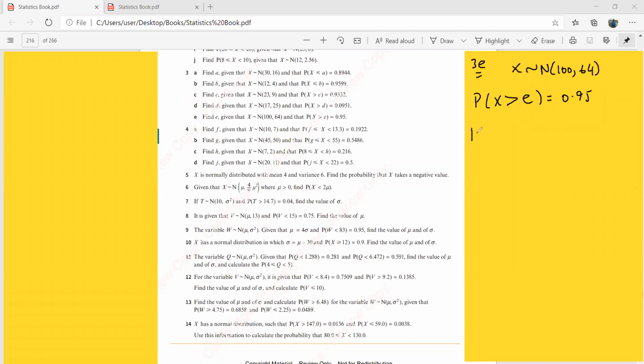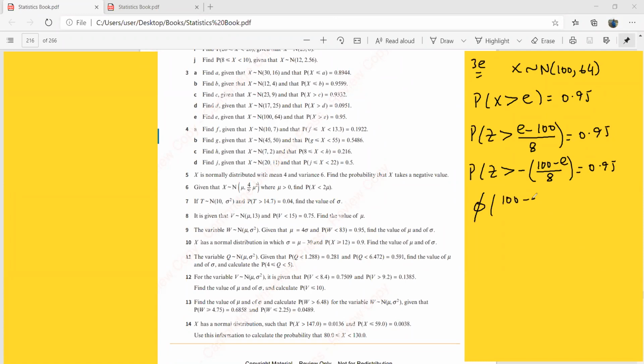We shall standardize here. This is the probability Z is greater than E minus 100 over 8, and that is equal to 0.95. So we have to make this negative here. So you should not mind it if I write it as 100 minus E over 8, that is equal to 0.95. And this would now become phi of 100 minus E over 8, and that is equal to 0.95.